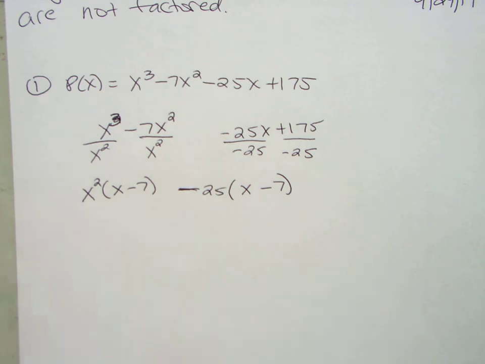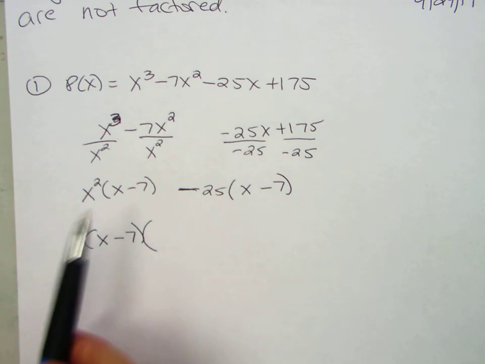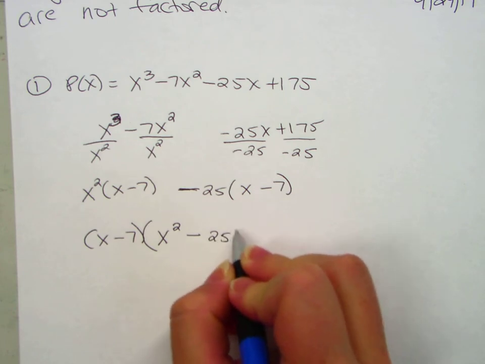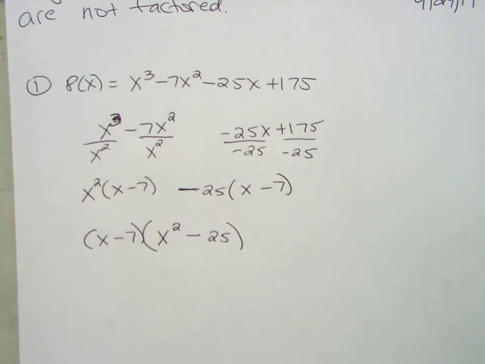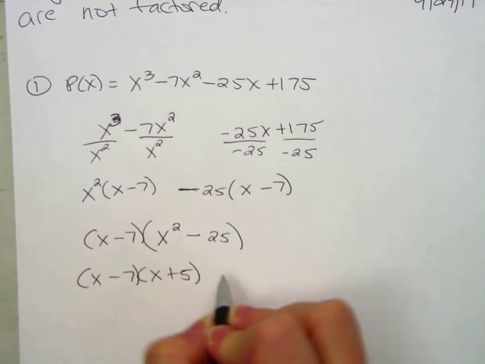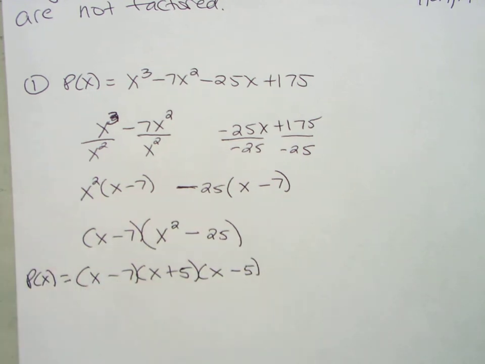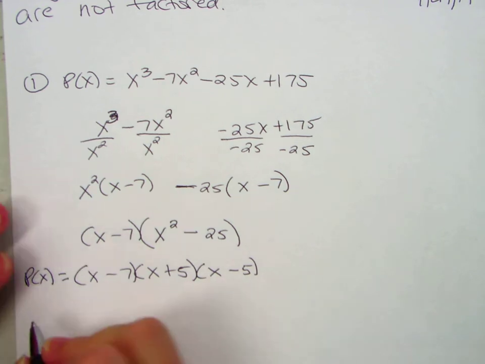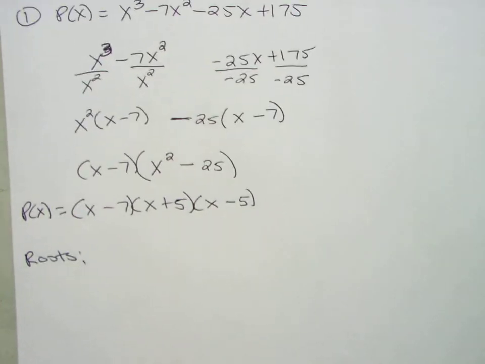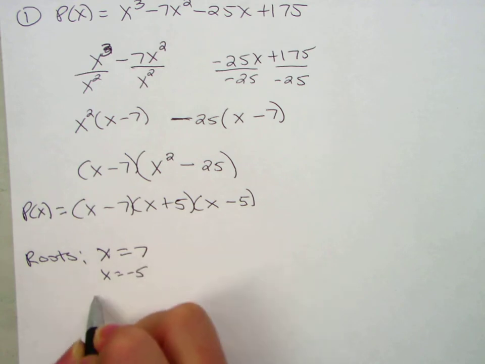So we're going to factor out x minus 7. If you take the x minus 7 away, what are you left with? We're left with x squared minus 25. Can you factor x squared minus 25? Yeah, that's (x plus 5)(x minus 5). And you just factored a polynomial. Now we're going to do everything we've been learning the last week. Let's start with the roots. What are the roots of this polynomial? x equals 7, switch the sign, negative 5, and 5.